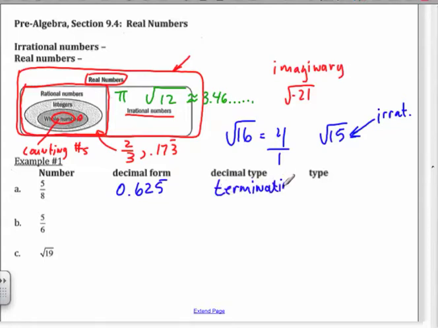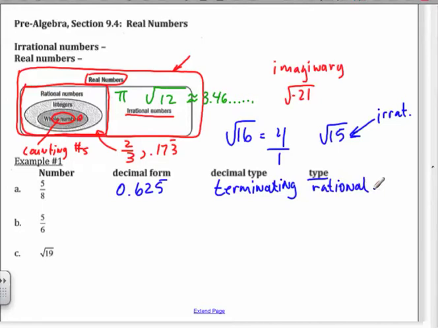Okay. And then type, that means, is it rational or is it irrational? You tell me. Raise your hand. Rational or irrational, Nikki? It's rational. We know that because we started with a fraction, didn't we? So clearly it can be written as a fraction. We wrote it as a fraction.